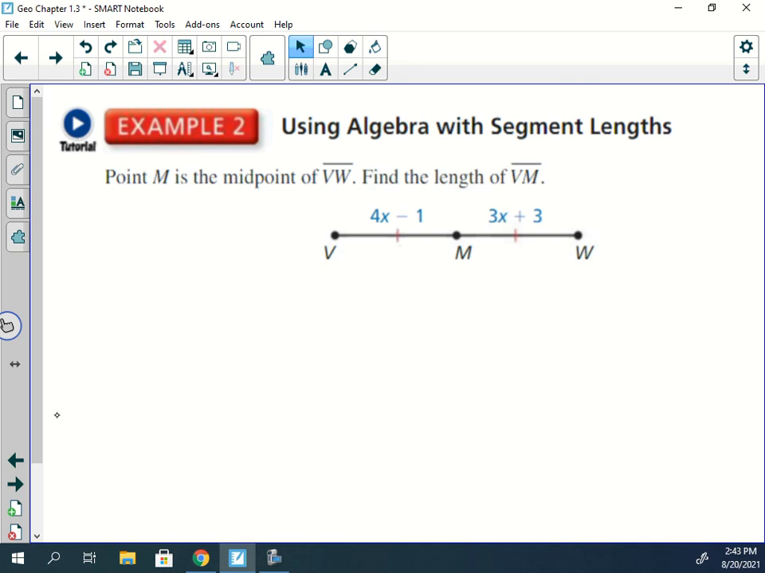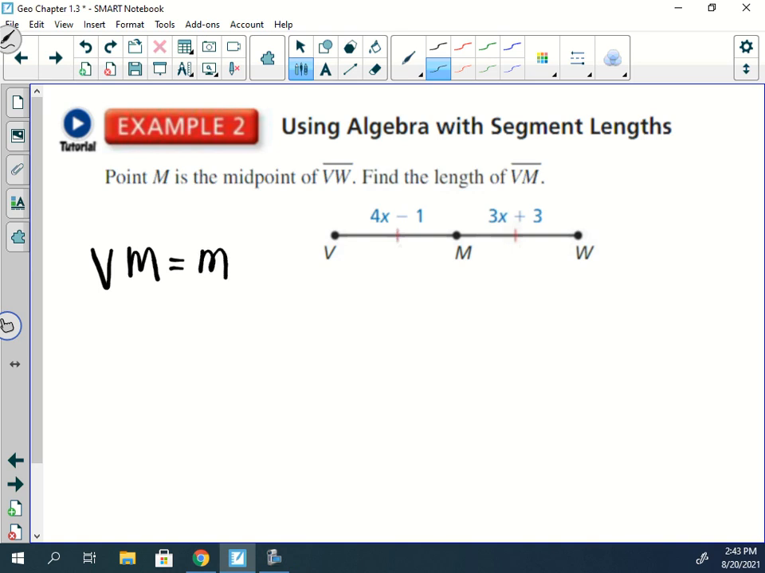Well, since this is the midpoint, I know that the distance from V to M and M to W will be the same, because they're the same length. So what we could say is that VM is equal to MW, because their lengths are the same. They didn't give us a number for either one, but they told us V to M is denoted by 4x minus 1, so we can replace VM with 4x minus 1. MW is said to be, well, hey, now we do have a way to solve for the value of x.